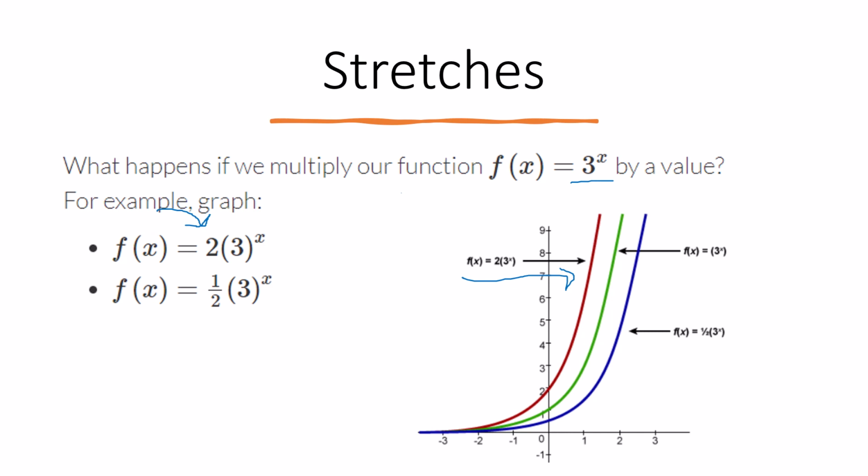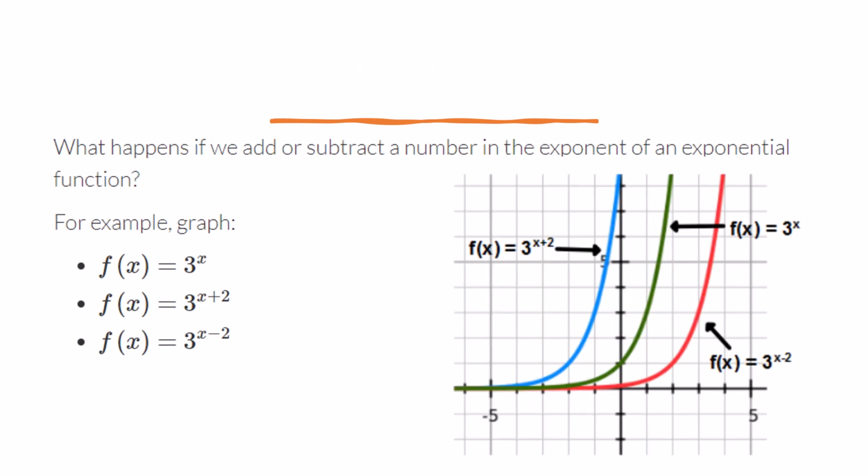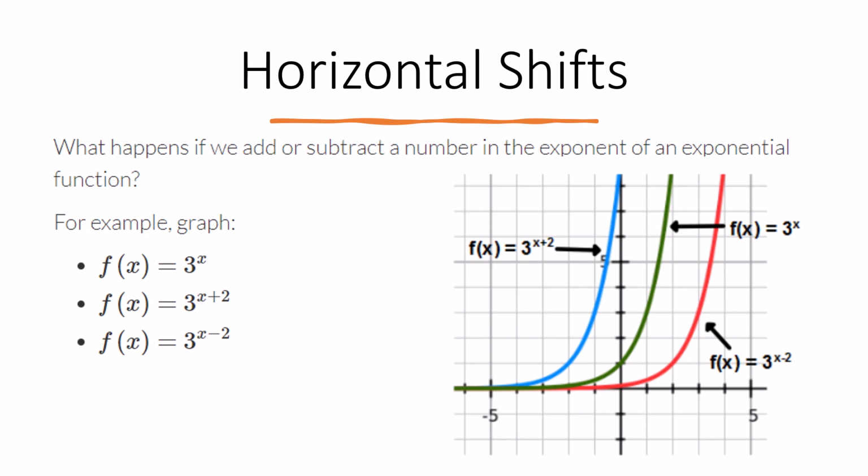Okay, so it's going to squeeze it in. When we multiply by a fraction, it's going to flatten it out. So if our original function goes like this, it's going to flatten out more. If you multiply by a whole number, it's going to squeeze it in closer to the y-axis. Now horizontal shifts if we add or subtract a number in the exponent. So we take the exponent and we add 2, let's just use 2 as an example, or subtract 2. It's going to shift it horizontally to the left or to the right.